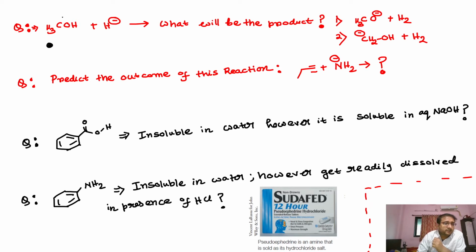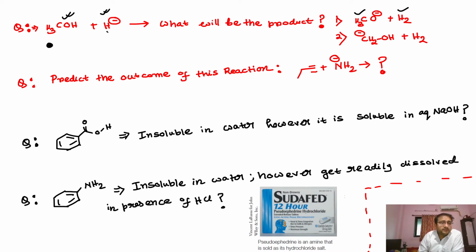So this is a reaction between methanol and hydride ion. What will be the end product? Here I am giving you two options. One is methoxide plus hydrogen. Another is CH2 minus OH plus hydrogen. I could answer this question here, but I am giving it to you as homework. You can do it, and I am giving you one hint.